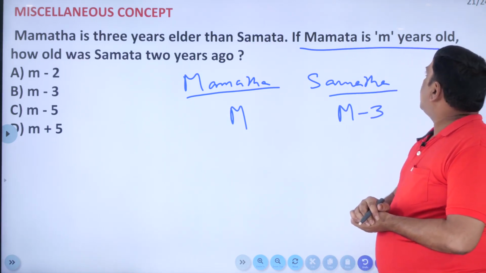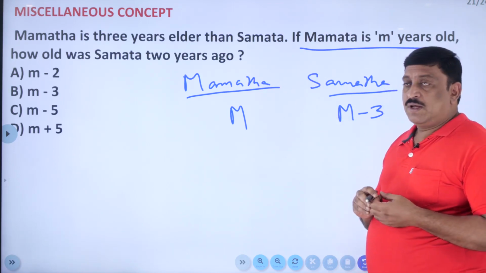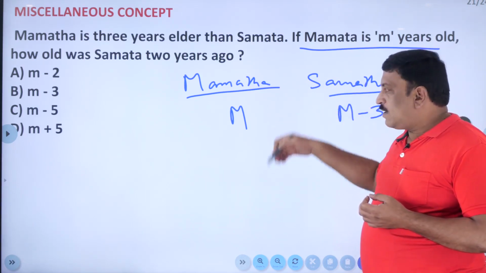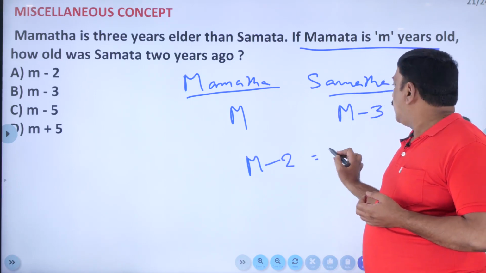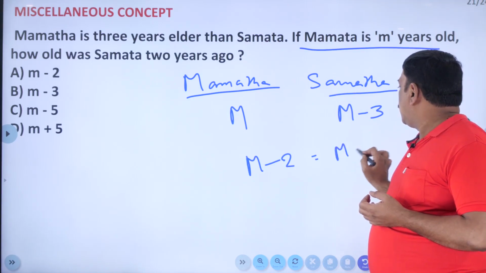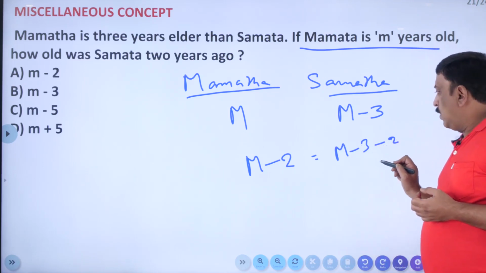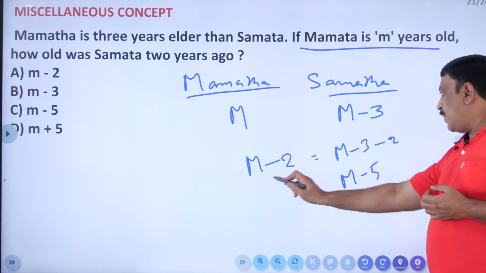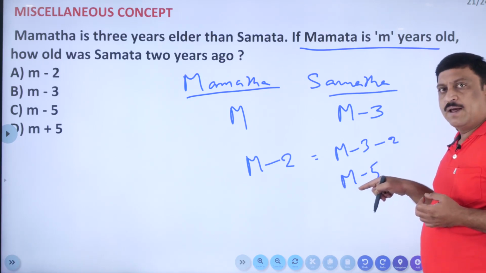Okay, fine. If Mamata is M years old, how old was Samata 2 years ago? Samata 2 years ago, that is, we have to go back. So she will be M minus 3, minus 2. That is M minus 5.